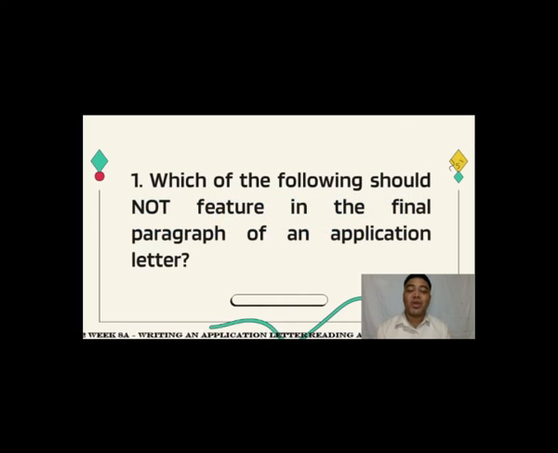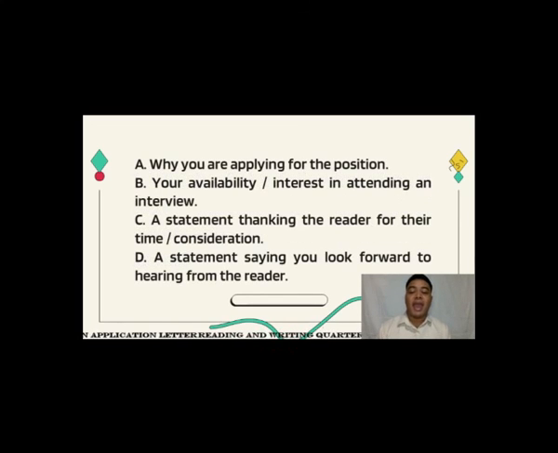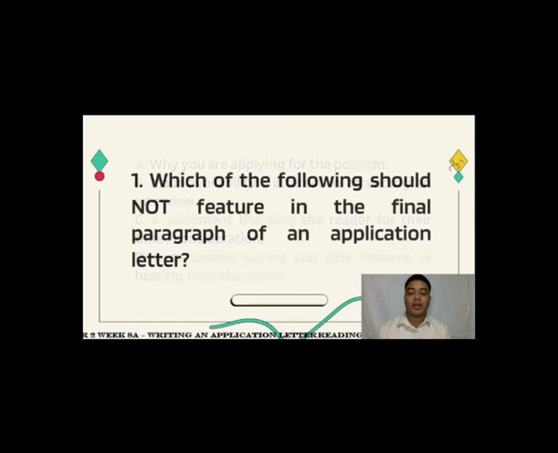Number 1. Which of the following should not feature in the final paragraph of an application letter? A. Why you are applying for the position. B. Your availability or interest in attending an interview. C. A statement thanking the reader for their time or consideration. D. A statement saying you look forward to hearing from the reader.